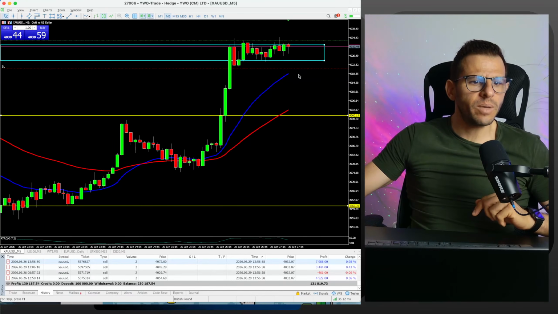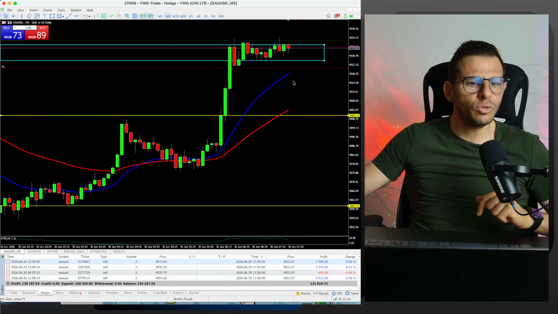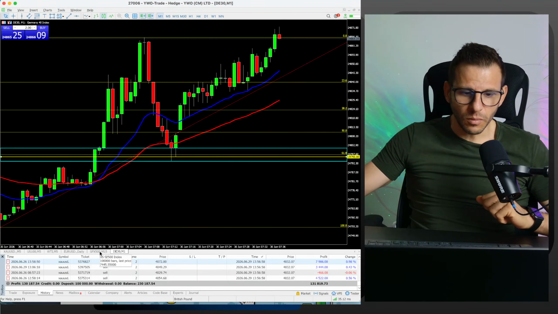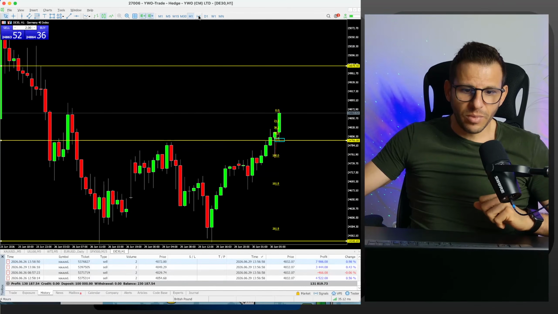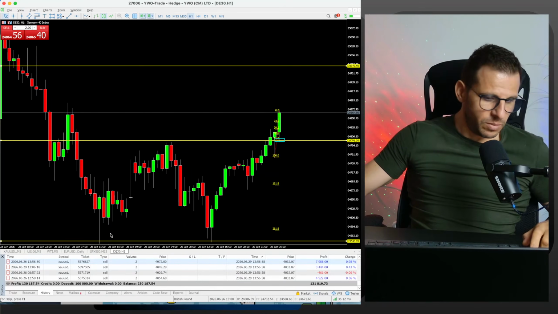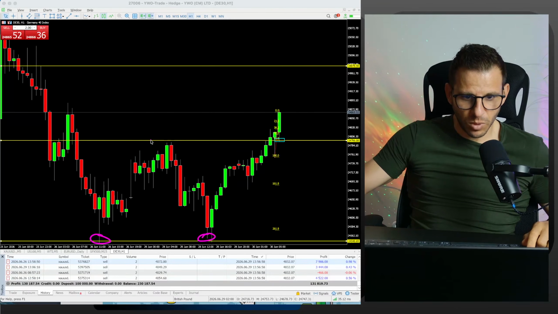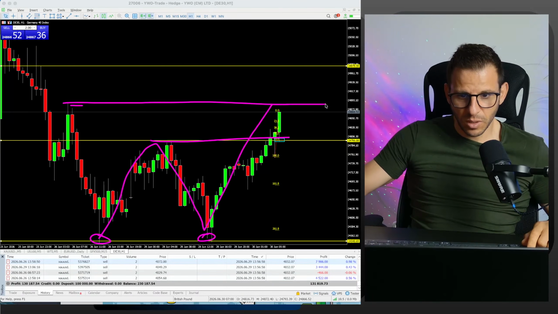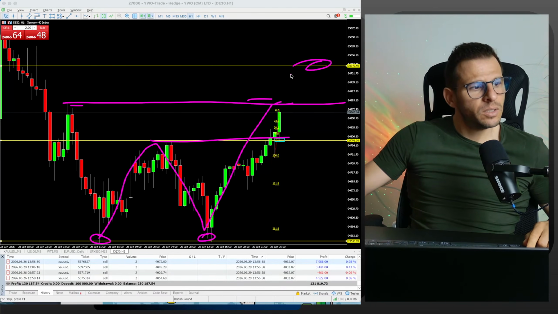Yes, the higher time frames are on downtrend. What do you think? You mean on DAX? Yes. For me, the higher time frame on DAX is in an uptrend because of this double bottom, neckline, higher high. So I believe there is room until this level, and if we break this level, then definitely we are going all the way up here on DAX.